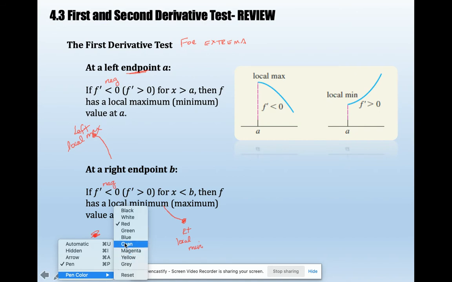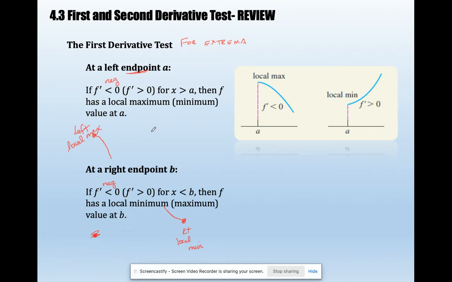Conversely, if you have a left endpoint and the first derivative is positive, then you are increasing from the left endpoint, and the left endpoint is a local min. If you have a right endpoint and your first derivative is positive, that means you are increasing to the right endpoint, and your right endpoint is a local max.